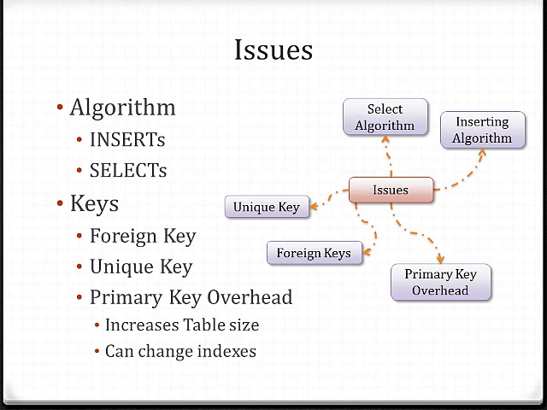A few more issues: you can't use foreign keys with partitioned tables at all. You can't have a primary key and a unique key as well, because it can't guarantee the uniqueness. It can only guarantee on the primary key. You can have a unique key and no primary key, but that's not really the point. And you also have a primary key overhead.